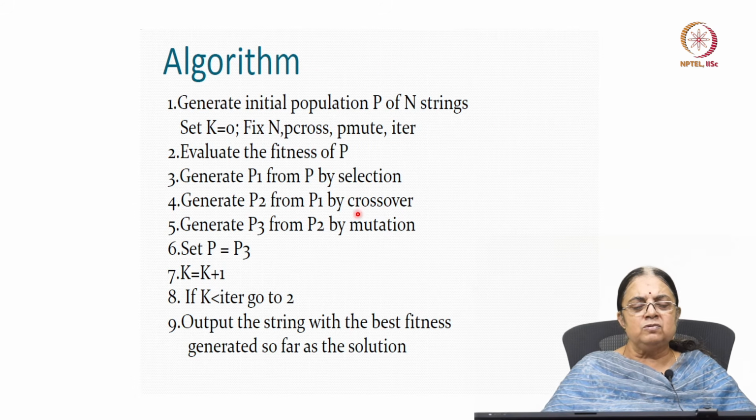So this gives you the algorithm of the genetic algorithm. So what you are doing is you are generating an initial population P of n strings. So what is these n strings?